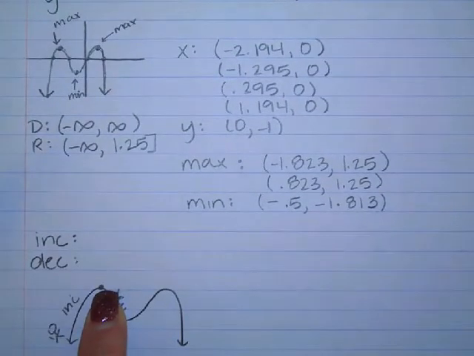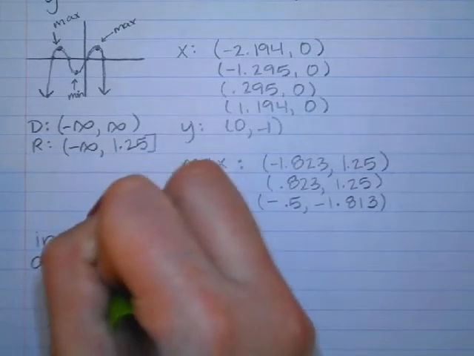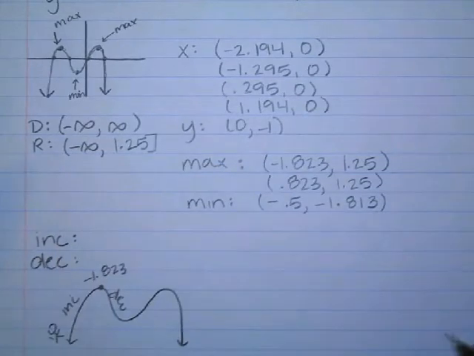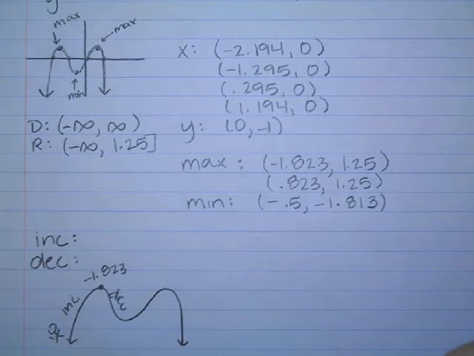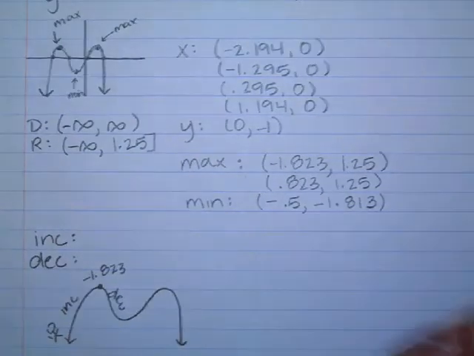It wasn't 1.25. Negative 1.823. We always use the x coordinates because the x coordinates describe where. So we want to describe not what was the height. The 1.25 is the height. We want to describe where was that height happening. Does that make sense? Okay, so x values.